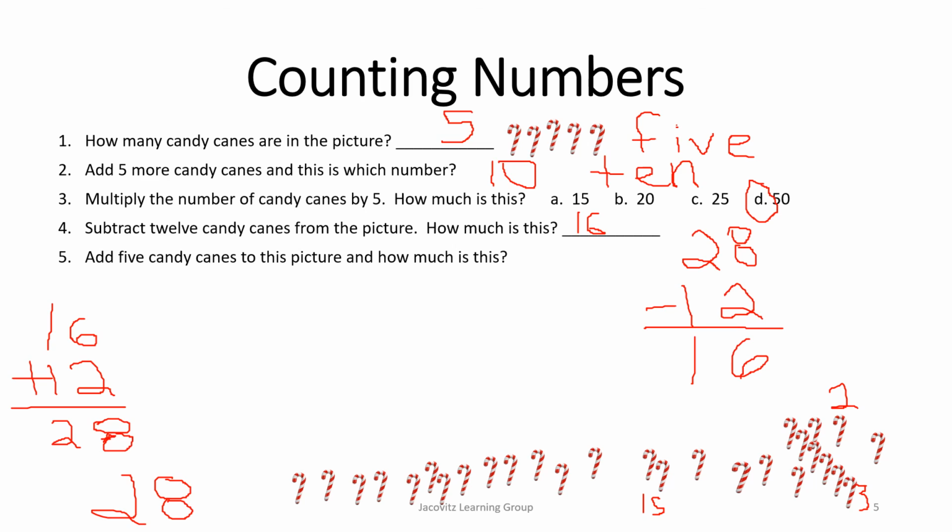Add 5 candy canes to this picture, and how much is this? Here's your math here, 16 plus 5. If you're good at doing mental math and doing it in your head, 6 and 5 is what? 11. Little 2 up here, add 1 and 1 is 2, 21. How do you know you're correct? If you count on your hands, you know you got it correctly. How else? 17, 18, 19, 20, 21, that's 5. And so you can count on your hands, or you can also count here and start here at 16 and then add these 5, 17, 18, 19, 20, 21.